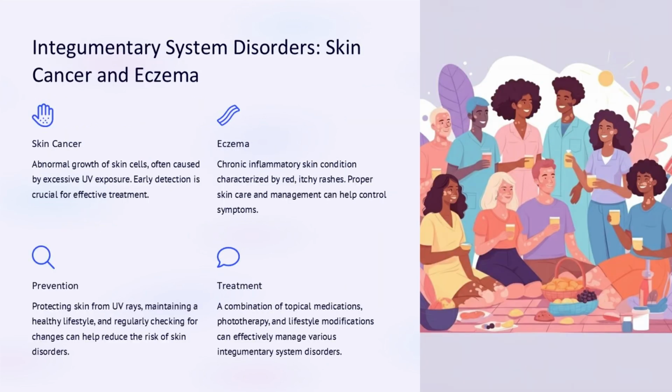The integumentary system, which includes the skin, is vital for protecting our bodies and maintaining overall health. Today, we'll be discussing two common disorders that can affect the skin: skin cancer and eczema. Skin cancer is an abnormal growth of skin cells, often caused by excessive exposure to UV radiation. Early detection is crucial for effective treatment.